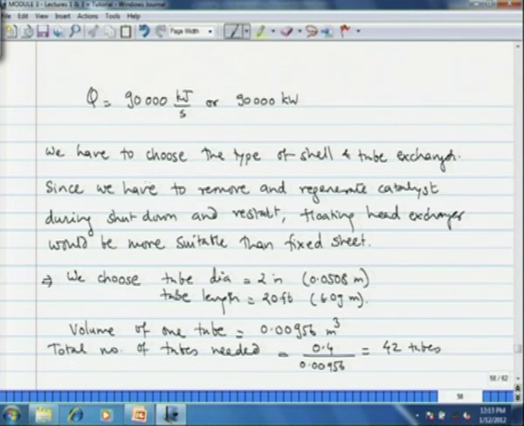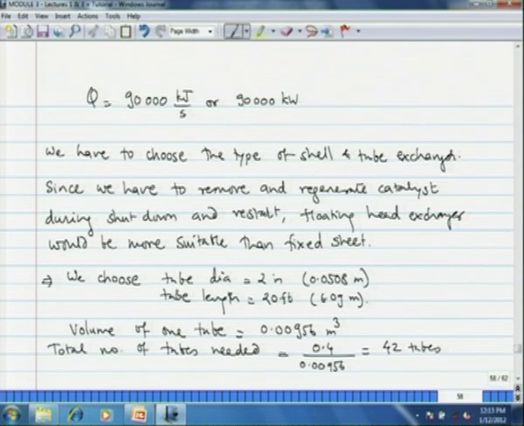Okay. We have to choose the type of shell and tube heat exchanger. We have two options, first floating head and fixed tube sheet, okay, fixed tube sheet type of reactor. We have to remove and regenerate the catalyst during shutdown and restart. So, a floating head heat exchanger would be more suitable than the fixed sheet. Therefore, we go for that particular design, floating head exchanger.